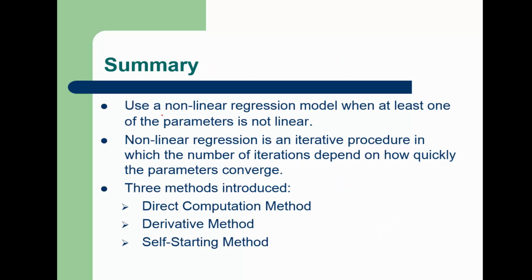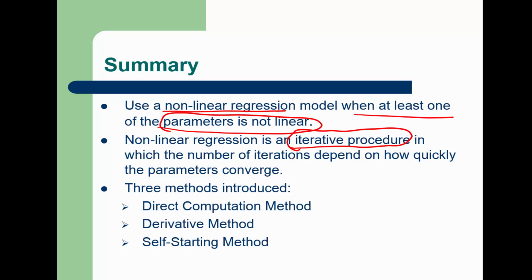To summarize, we use a nonlinear regression model when at least one of the parameters is nonlinear. That's the important point to remember: one of the parameters in the model should be nonlinear. Nonlinear regression is an iterative procedure. You find the likelihood and iteratively optimize the loss function. The number of iterations depends on how quickly the parameters converge. If the parameters converge quickly, you get all the values with fewer iterations. Otherwise, it takes quite a lot of time.